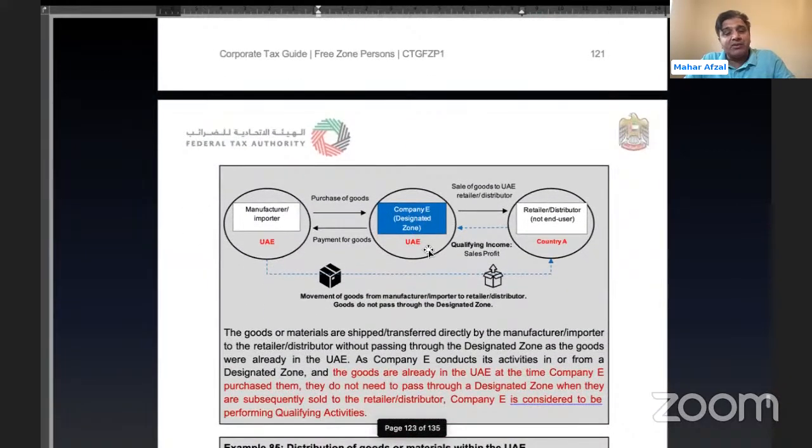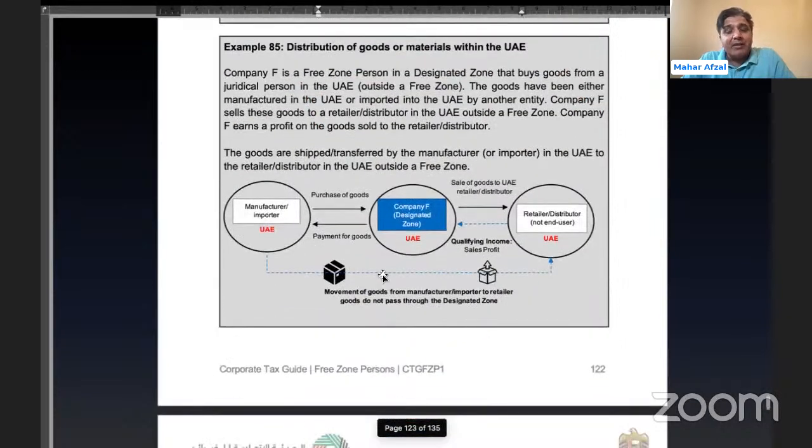In the third example, the goods are moving from the UAE to country A, anywhere. Goods are already in the UAE, it might be the UAE mainland, and these goods are now moving to any other country out of the UAE. The important thing is this free zone person must be based in the designated zone. But the goods can move out of the designated zone, and it will still fall as qualifying income. The third category is goods in the UAE moving within the UAE. The person must be based within the designated zone.